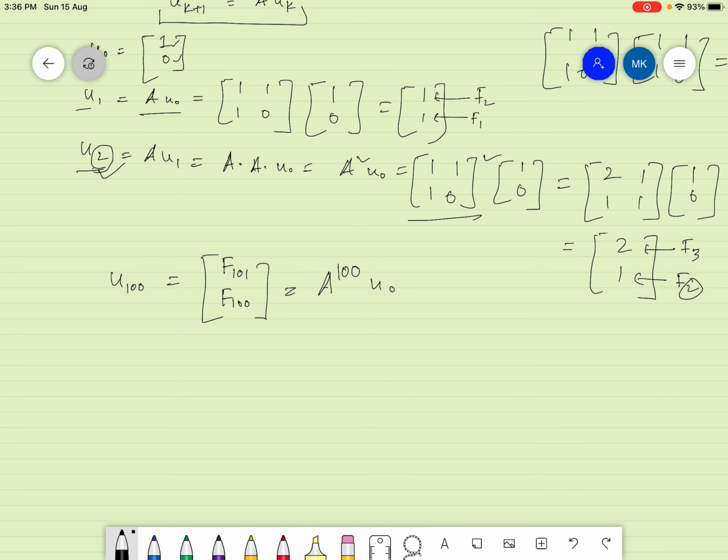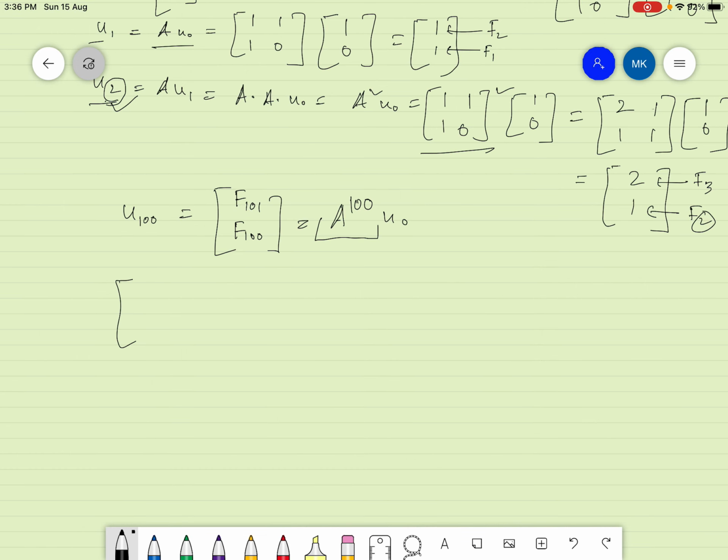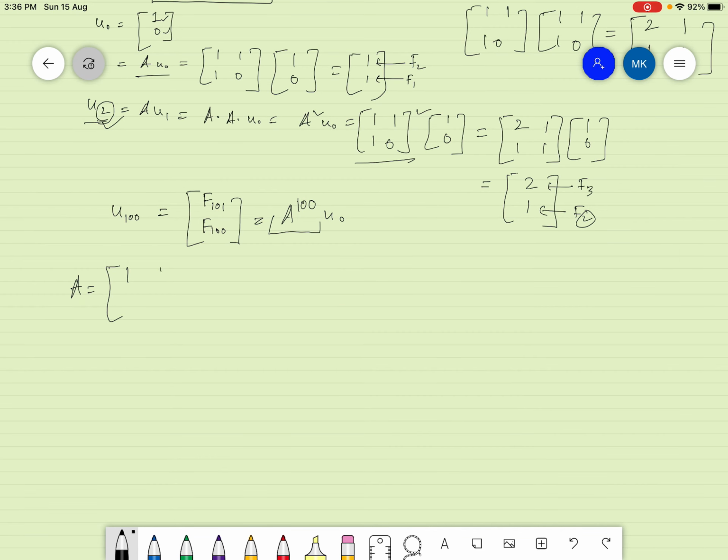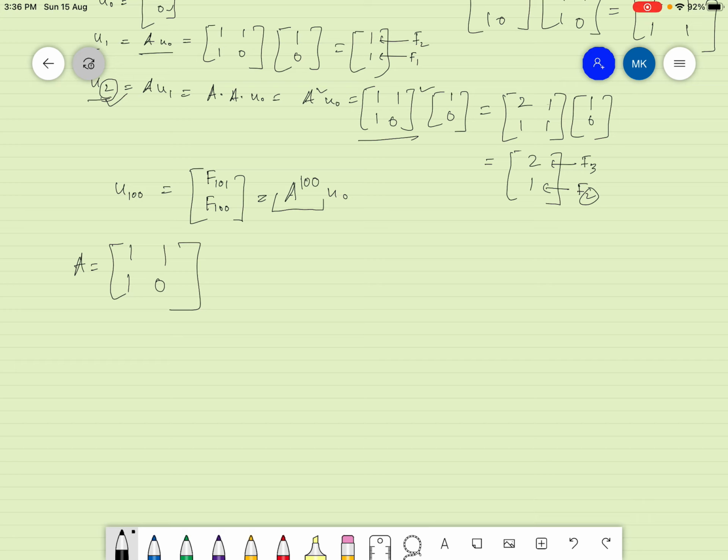Yeah, so this is where the concept of diagonalization comes in. So you need to diagonalize this matrix A, right? So we have A equals [[1, 1], [1, 0]], and we need to find out the eigenvalues as well, and then we need to find out the eigenvectors.